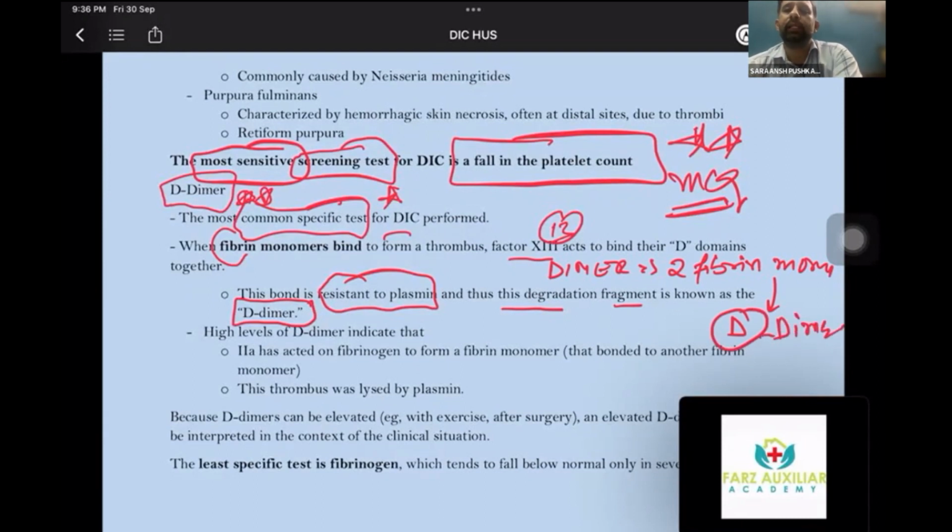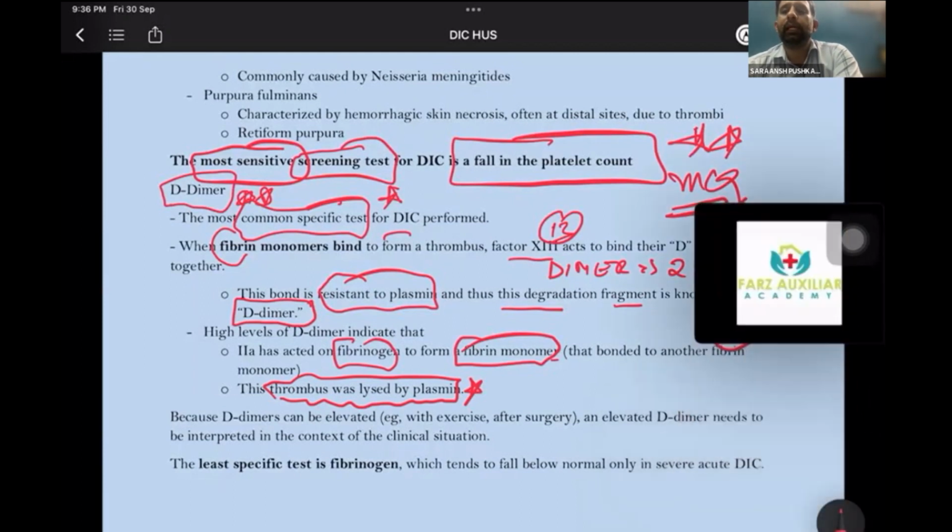High levels of D-dimer indicate that factor 2A has acted on the fibrinogen to break it down to fibrin monomers, which later on are bonded together to form D-dimer. And this entirely tells you that the thrombus was lysed by the plasmin.